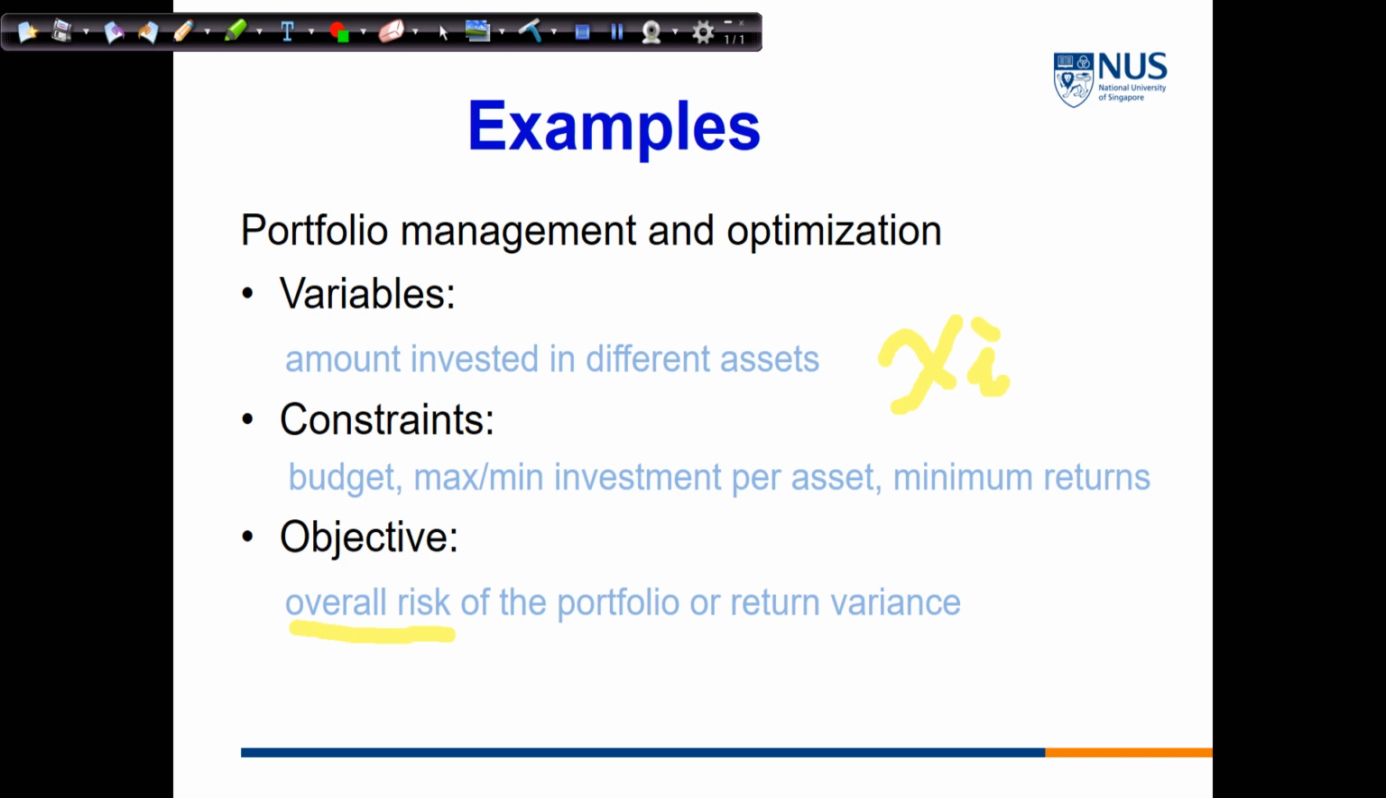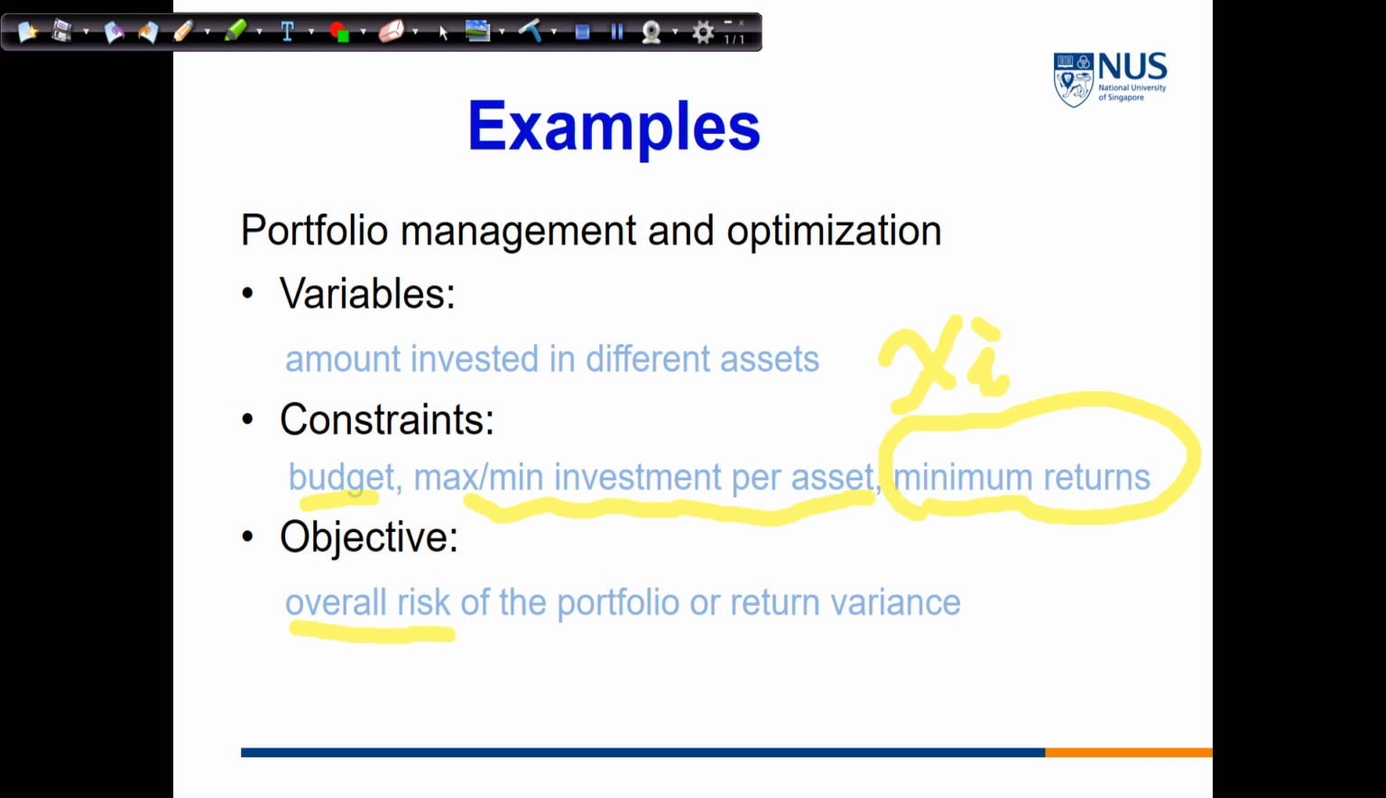Well, the constraints for this problem can be the total budget, the maximum or minimum investment per asset. Sometimes when you buy one product, there is a minimum number you have to buy, maybe they give a bundle, those things. And in this case, the minimum return is put as a constraint. So if you have no finance background, this example may be quite difficult.